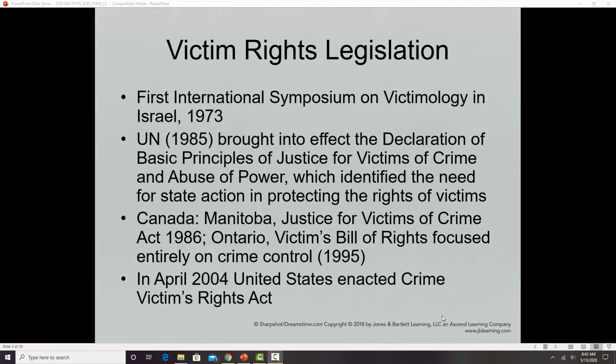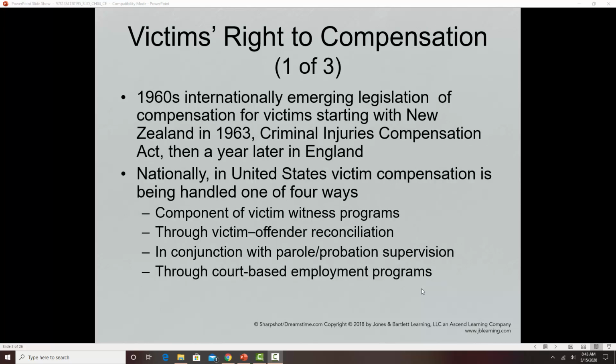The Crime Victims' Rights Act, which was passed in 2004, gives victims the following rights: to be reasonably protected from the accused, to reasonable, accurate, and timely notice of proceedings, to not be excluded from any such public proceedings, to be reasonably heard, to confer with an attorney for the government in the case, to full and timely restitution as provided by the law, and to be free from unreasonable delay. So it addressed both rights in terms of restitution, but also with regard to the criminal proceedings.